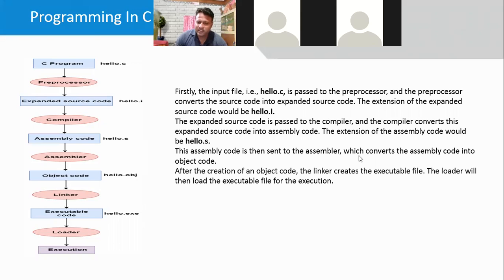The assembly code is then sent to the assembler, which converts the assembly code into the object code. So after the creation of the object code, the linker creates an executable file. The loader will then load the executable file for execution.